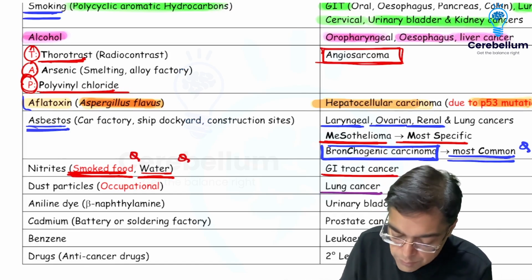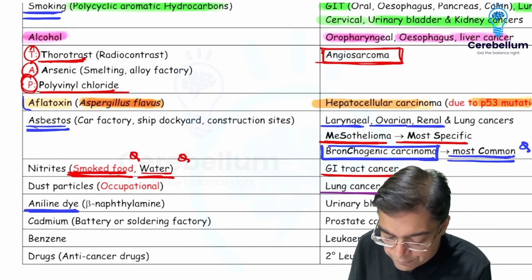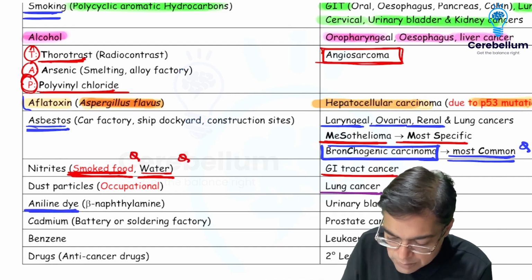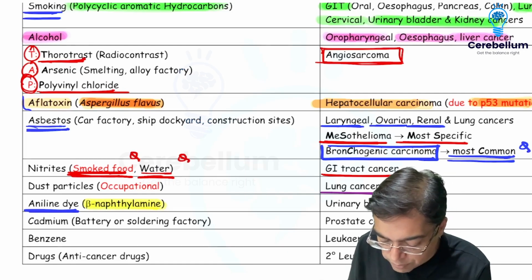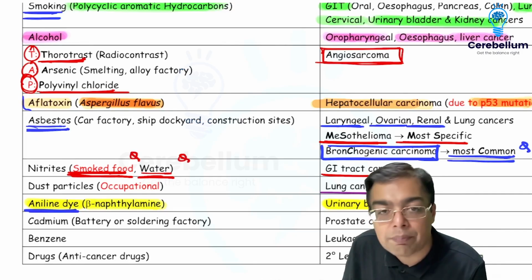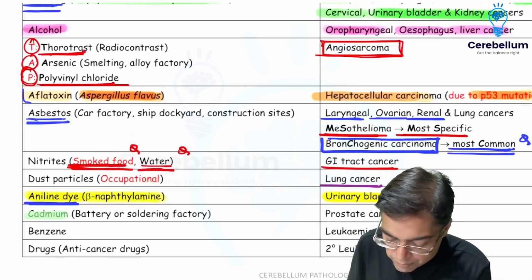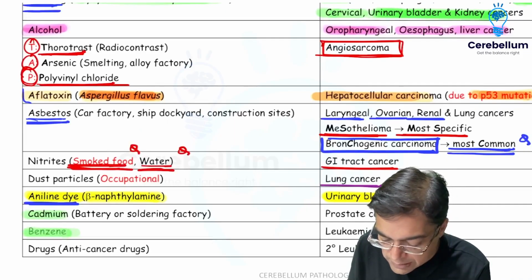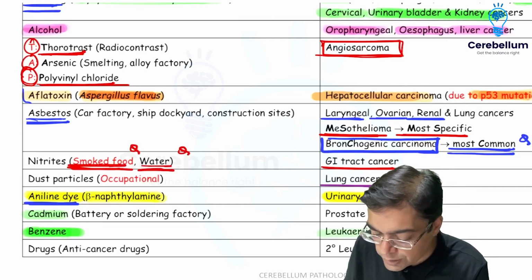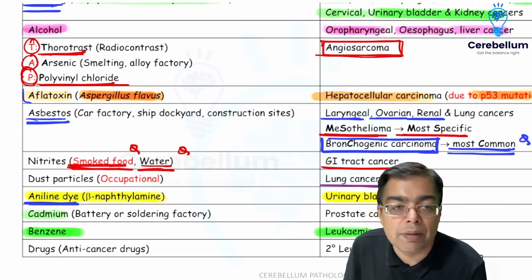If you are talking about exposure to something like aniline dyes, examples would include something like beta-naphthylamine, and that is responsible for causing a high risk of development of urinary bladder cancer. Whenever we are talking about exposure to cadmium, it can result in prostate cancer. Benzene exposure is responsible for causing higher risk for development of leukemia.